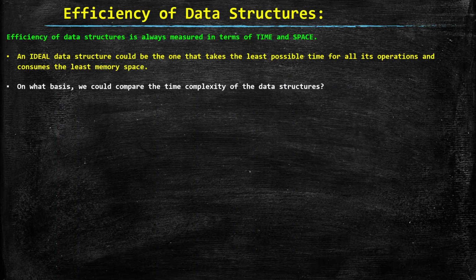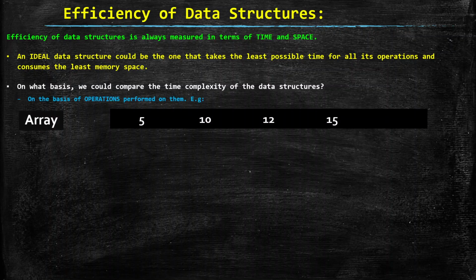On what basis would we compare the time complexity of the data structures? Obviously, it's based on the number of inputs, in an array or in a linked list. So we are going to compare with an array. Suppose we are given an array with a fixed size, say five numbers or five different data.